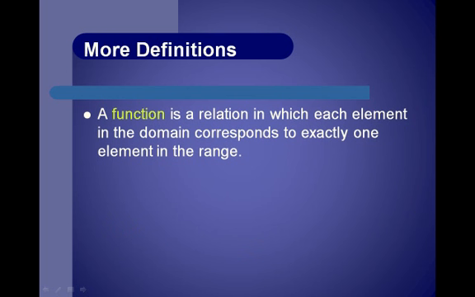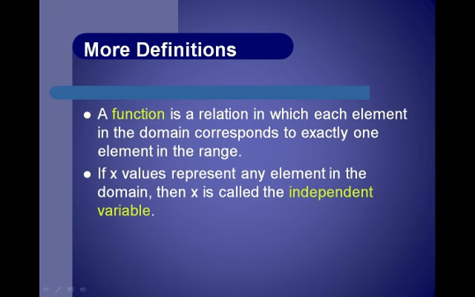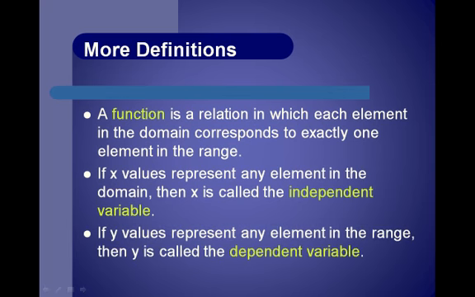A function is a relation in which each element in the domain corresponds to exactly one element in the range. The x values, the domain, are called the independent variables. They can be whatever they choose to be. The y values, which would be the range, are called the dependent variables because they depend on the value of x.